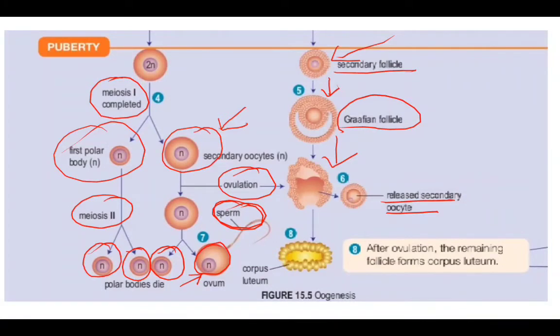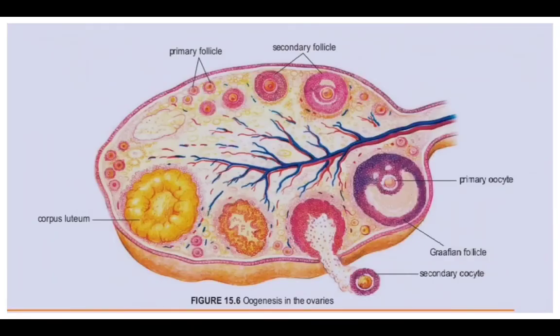The rest of the polar bodies will die and will be disintegrated by the ovary. All the polar bodies die and are disintegrated by the ovary. And then after ovulation, the remaining follicle forms the corpus luteum. So this is the corpus luteum. So this one is oogenesis in the ovaries.